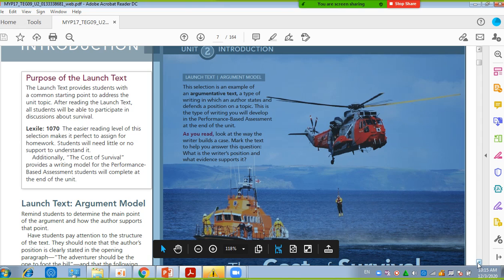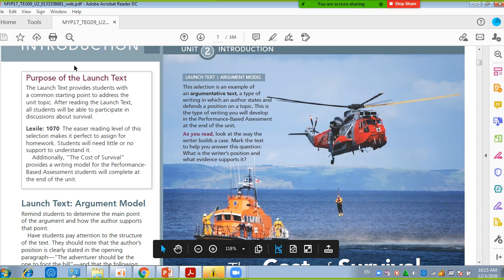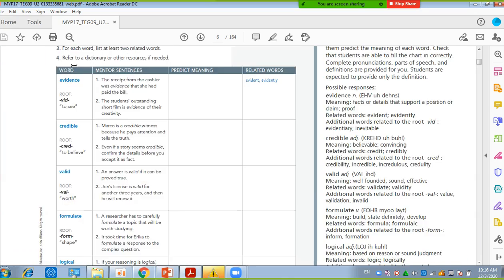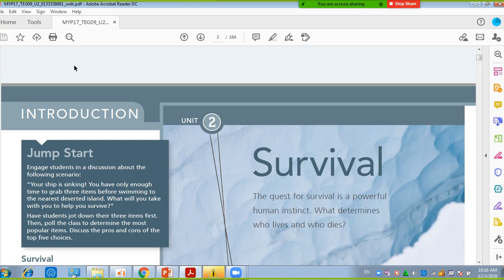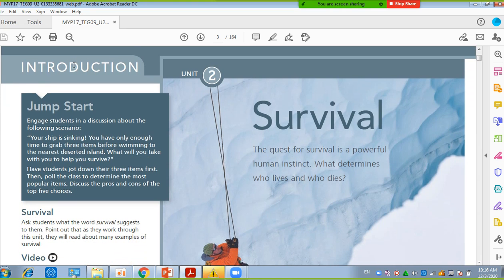Yes, the second unit and the first unit in our second quarter, which is survival. Where is it? Yes, here it is. Survival. First, let's discuss the meaning of the word survival.